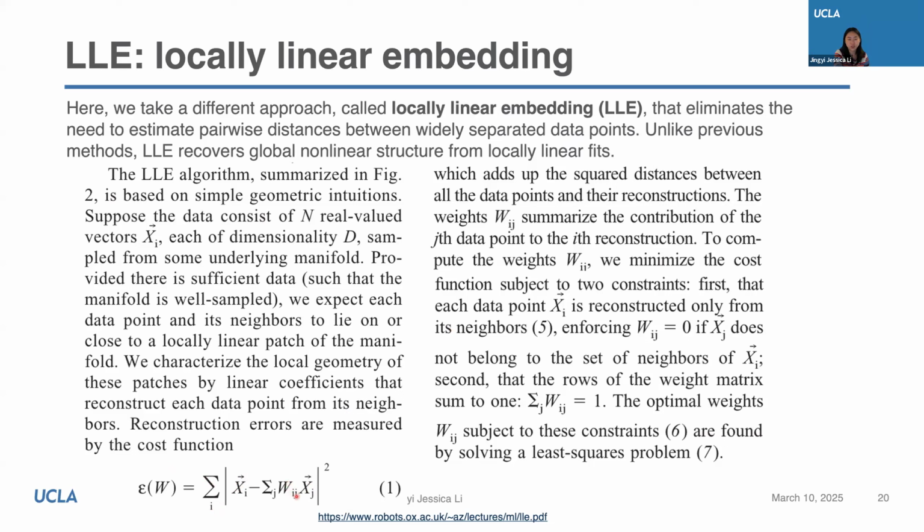But you know, the weights are from i to j. So specifically, every data point j has a weight for i, and this adds up the squared distances between all the data points and their reconstructions. The weights Wij summarize the contribution of the jth data point to the ith reconstruction. To compute the weights Wij, we minimize the cost function subject to two constraints. First, that each data point xi is reconstructed only from its neighbors, enforcing Wij equals 0 if xj doesn't belong to the set of neighbors of xi. Second, that the rows of the weight matrix sum up to 1, Wij sum up to 1 across j for a given i. The optimal weights Wij subject to constraint 6 are found by solving a least squares problem 7.